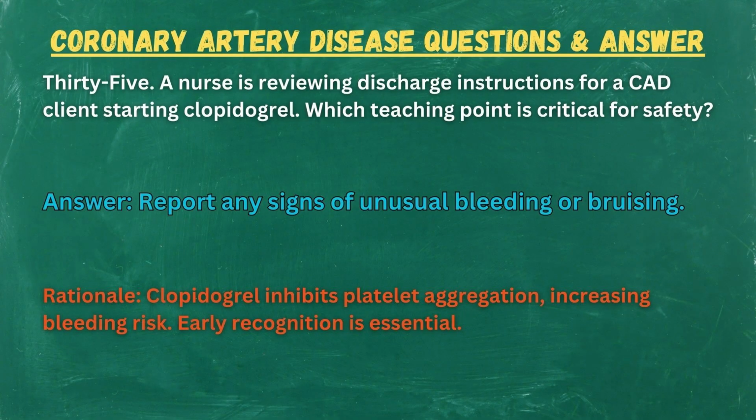35. A nurse is reviewing discharge instructions for a CAD client starting clopidogrel. Which teaching point is critical for safety? Answer: report any signs of unusual bleeding or bruising. Rationale: clopidogrel inhibits platelet aggregation, increasing bleeding risk. Early recognition is essential.